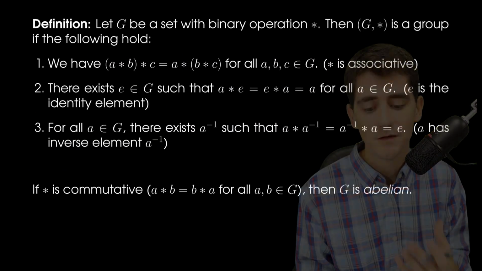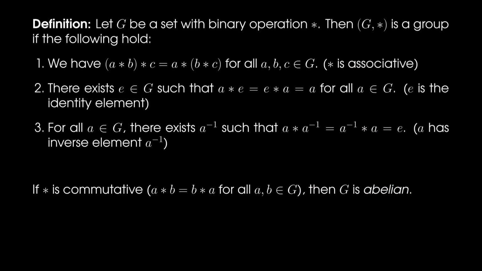Okay, so we're going to let G be a set with some binary operation that we'll represent as star. Then G paired with that operation is a group if the following hold. Now this is one thing we didn't check on our last example, but we do need that our star is associative, meaning that if I star A and B first and then C, I get the same thing as if I do B and C first and then A star that. We need an associative operation.